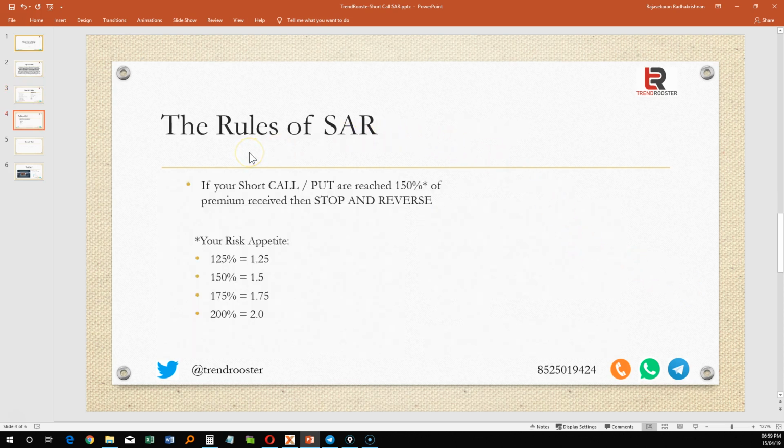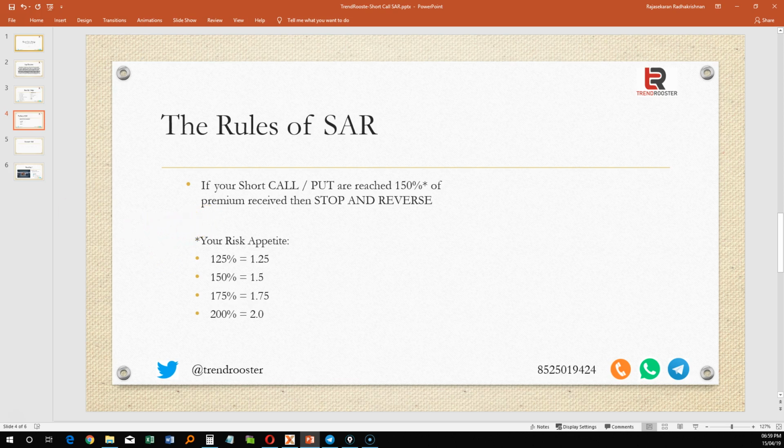Okay, so the rule of SAR: say, for example, we have shorted Nifty some 2% away. So you shorted some calls, or in stocks or anything, and your market is moving upward. So you wanted to adjust the short call, right? One of the methods is called SAR. So how does this stop and reverse work?